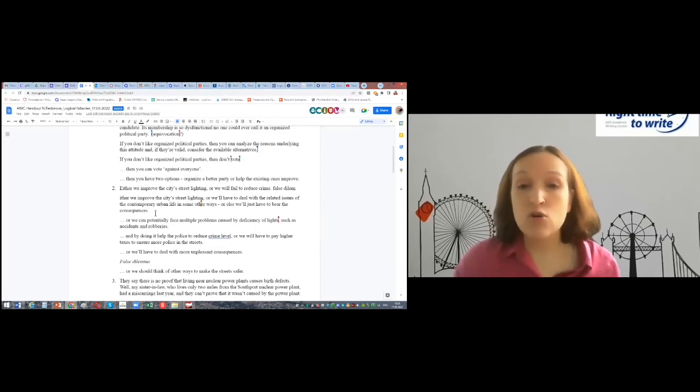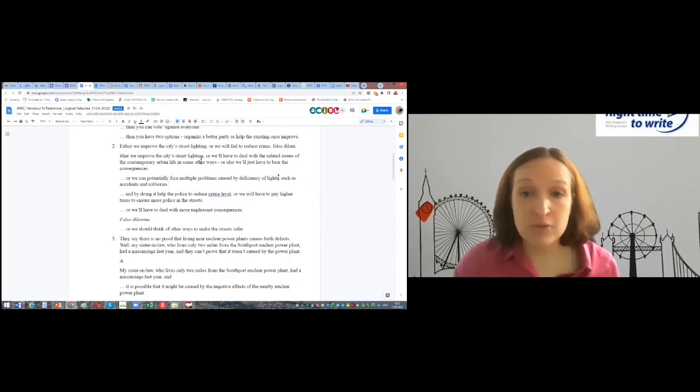Exactly. So in this continuation, you present several alternatives. We can potentially face multiple problems, such as accidents and robberies. Yes, we can potentially face them, but it doesn't mean that we will fail to reduce crime, like the author of the initial statement claims. By doing it, help the police to reduce crime level, or we will have to pay higher taxes to ensure more police in the streets.